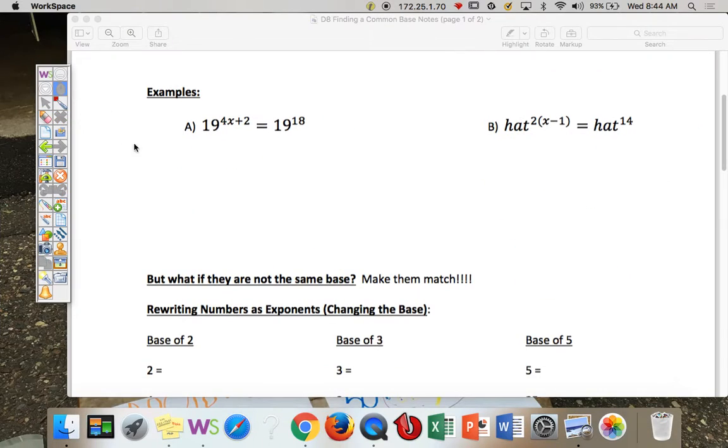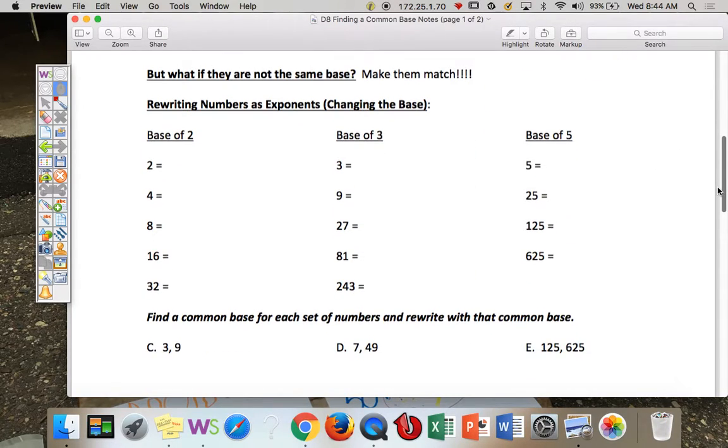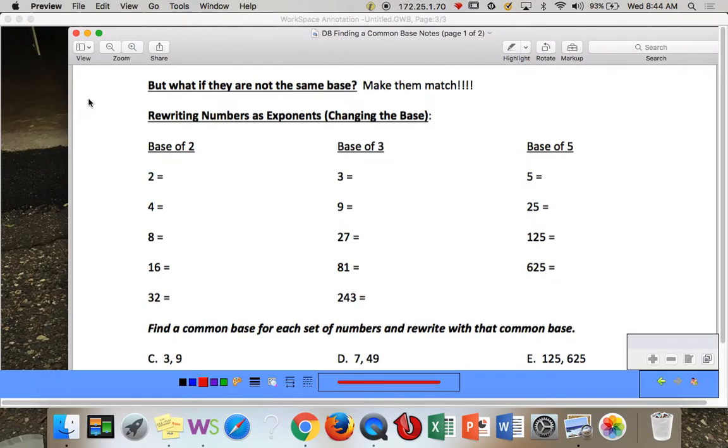But today we're going to talk about what if they are not the same base? The goal will be to make the bases match if possible. To do that, we have to practice finding bases that are the same. We have to be familiar with numbers and how we can rewrite them so they have the same base. So today we're going to look at base 2, base 3, and base 5.